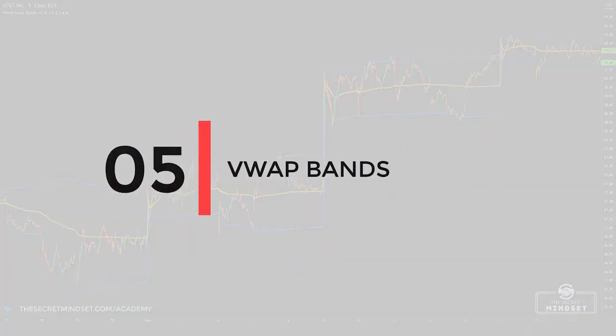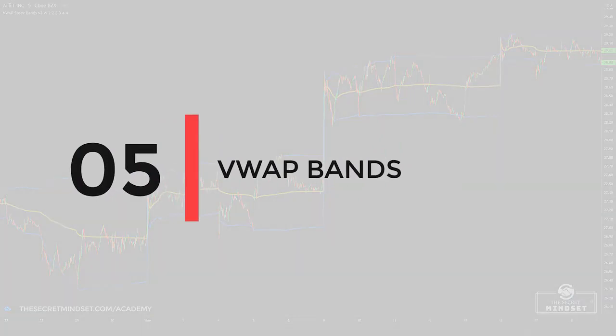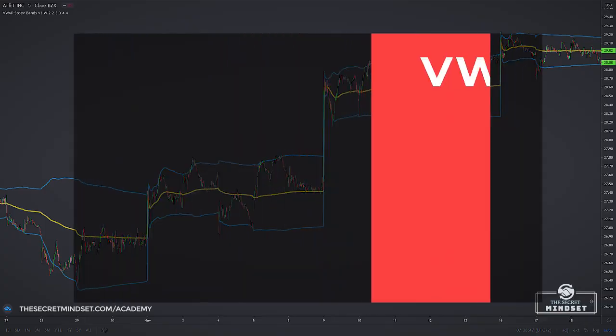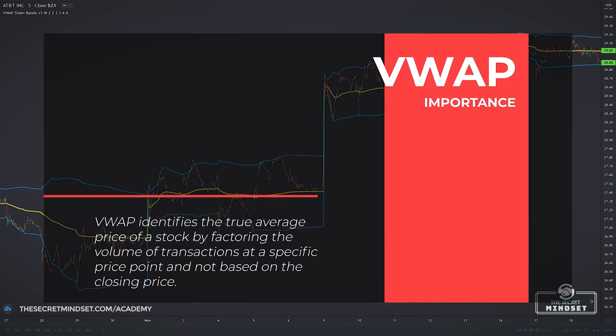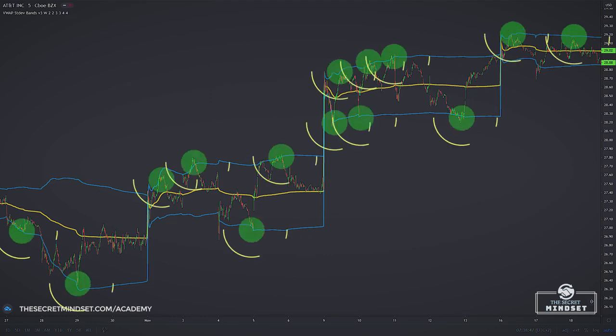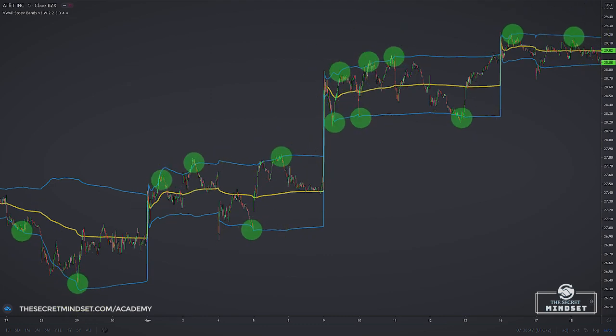Number 5. VWAP. Sometimes, finding the average price based on the closing value will not provide an accurate picture of dynamic support or resistance, and this is where the VWAP comes into play. The VWAP identifies the true average price of a stock by factoring the volume of transactions at a specific price point and is not based on the closing price. This is where the VWAP can add more value than the standard 50 or 200 moving average indicators, because the VWAP reacts to price movements based on the volume during a given period.